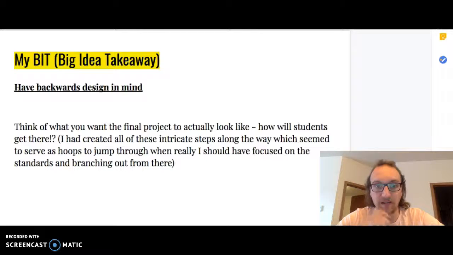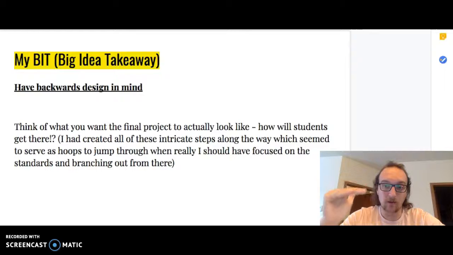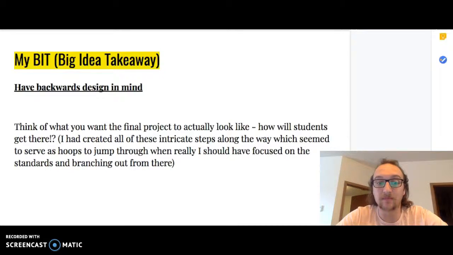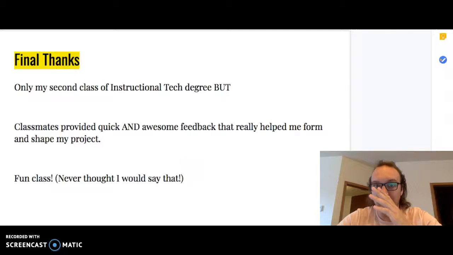So as I wrote here, think of what you want the final project to actually look like. How are the kids actually going to get there from the great final product idea you have in your head? You have to work your way back. All right, what am I going to have them show? How am I going to teach them to show it? And then branching off from there. So take it one step at a time from your big idea, working your way down.